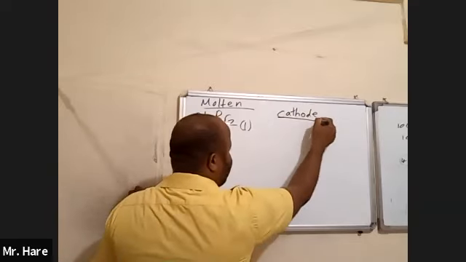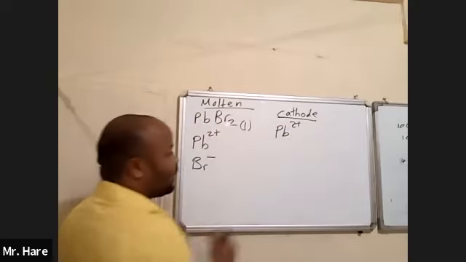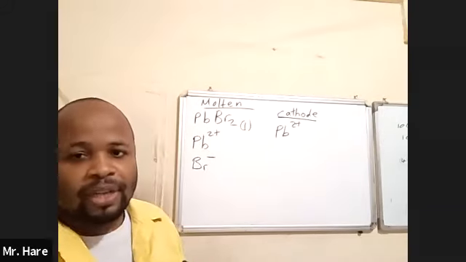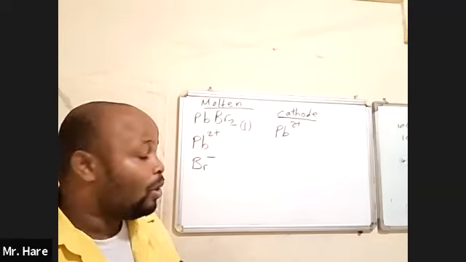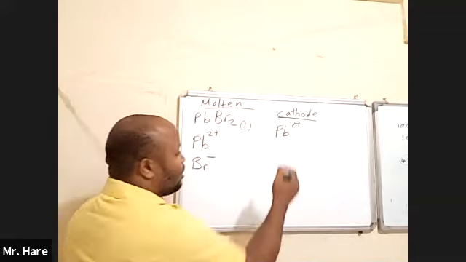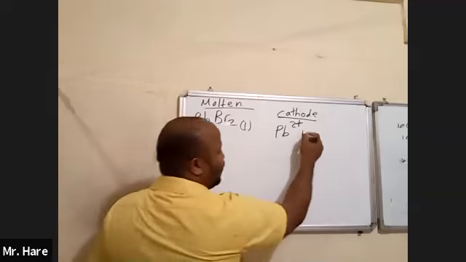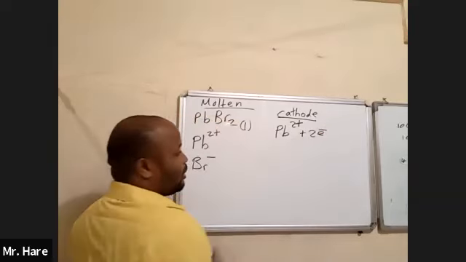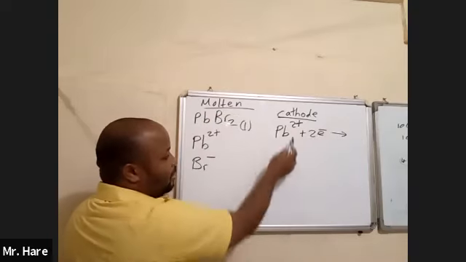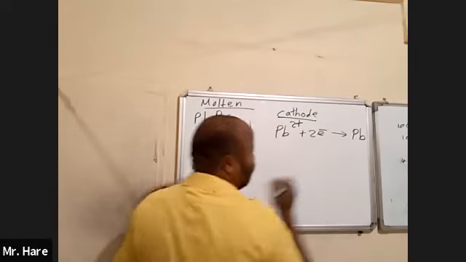you would have the positive ion, which is the lead ion. I said that whatever the charge on the ion, that is the number of electrons it would want to gain. So if it is Pb2+, in order to cancel 2 positive charges, we are going to need 2 negative charges. If these 2 negative charges cancel these 2 positive charges, you are left with the lead atom.